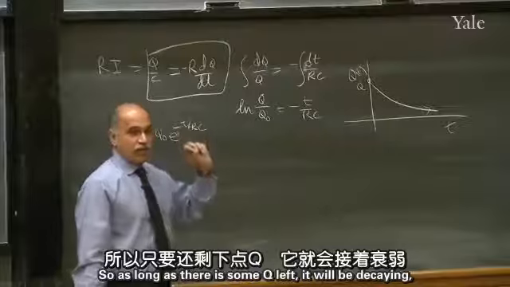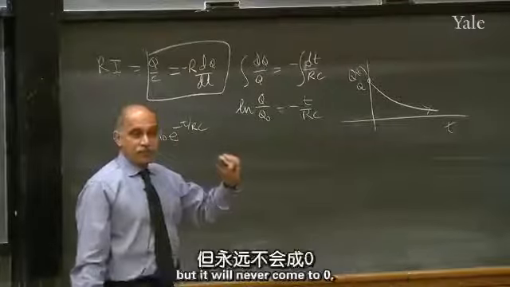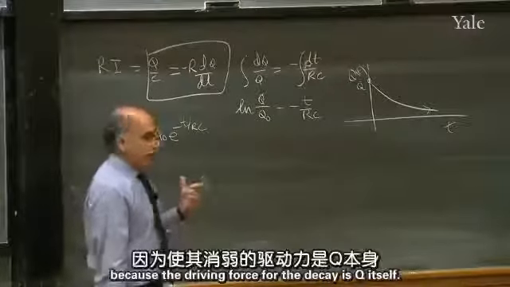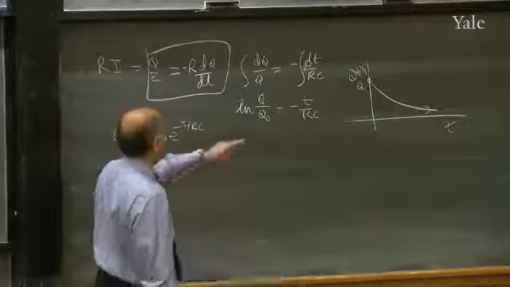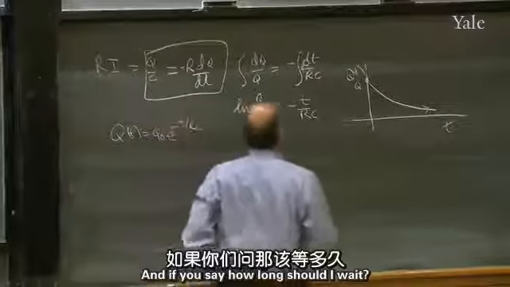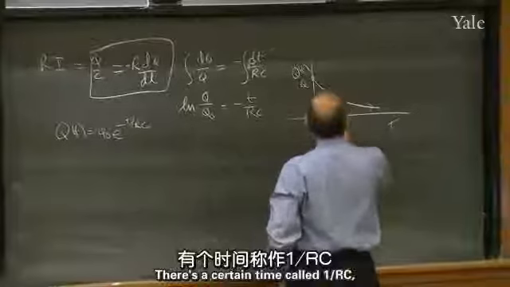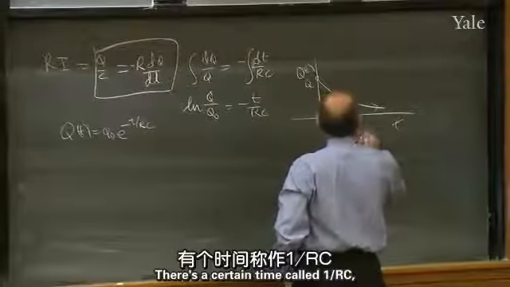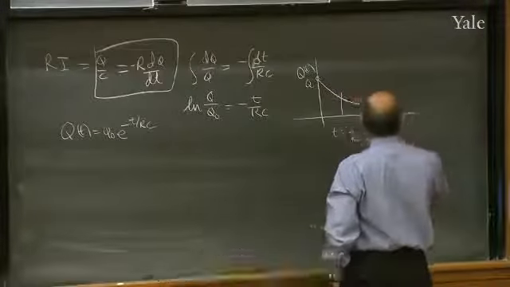So as long as there is some Q left, it will be decaying, but it will never come to 0, because the driving force for the decay is Q itself. And if you ask how long should I wait? There's a certain time called 1 over RC, which is called the time constant.